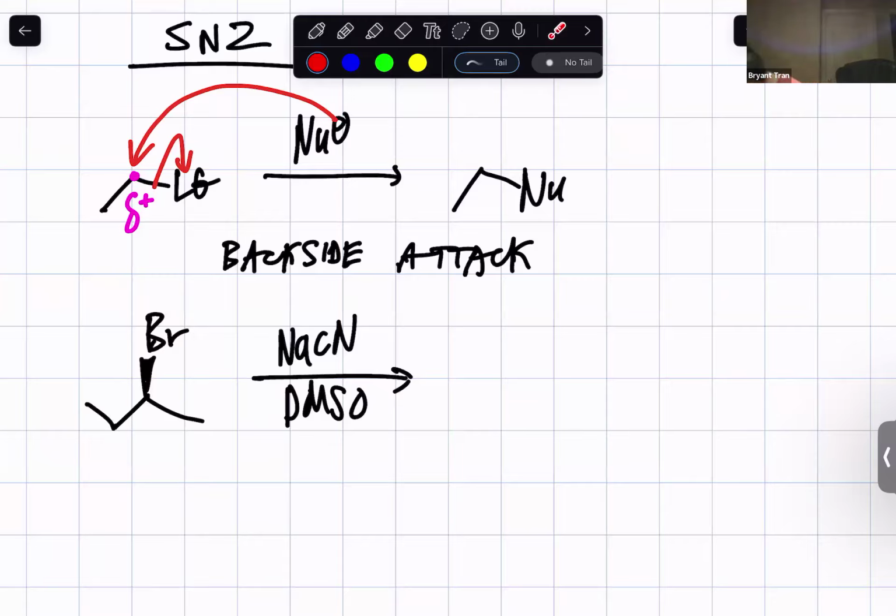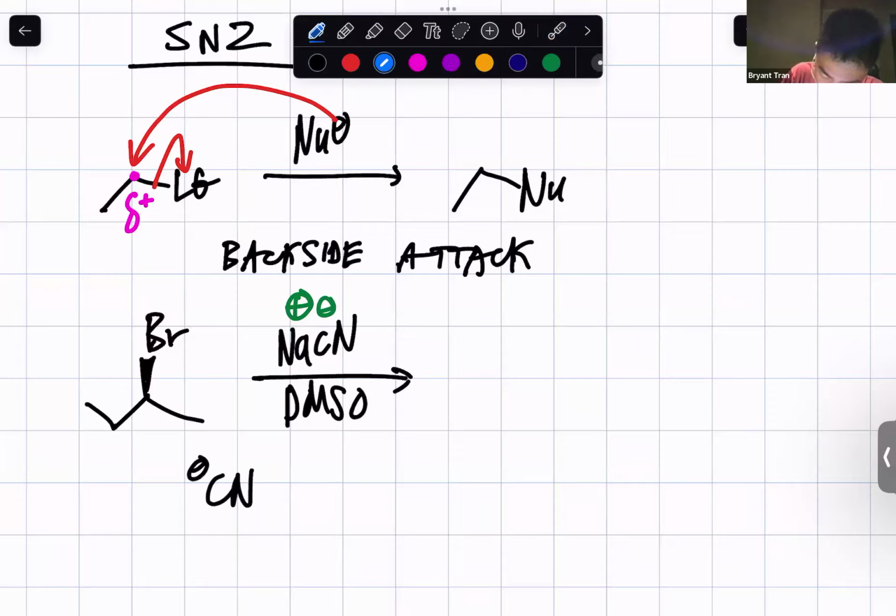Okay. So whenever you see Na, that's going to be positively charged. Whenever you see CN, whatever's attached to the Na is going to be negatively charged, right? So that means that the nucleophile here is going to be the CN minus. The electrophile here is going to be this carbon right here, that's partial positive, and this right here is going to be the good leaving group.